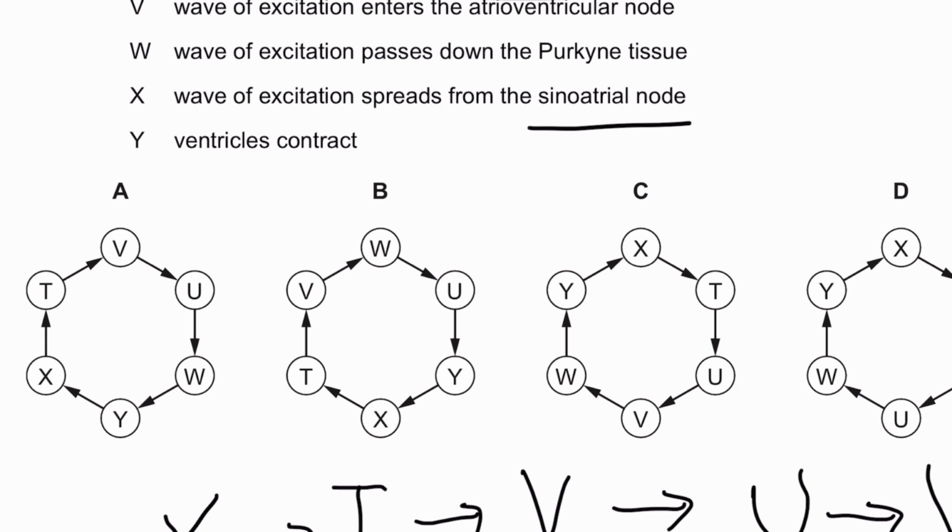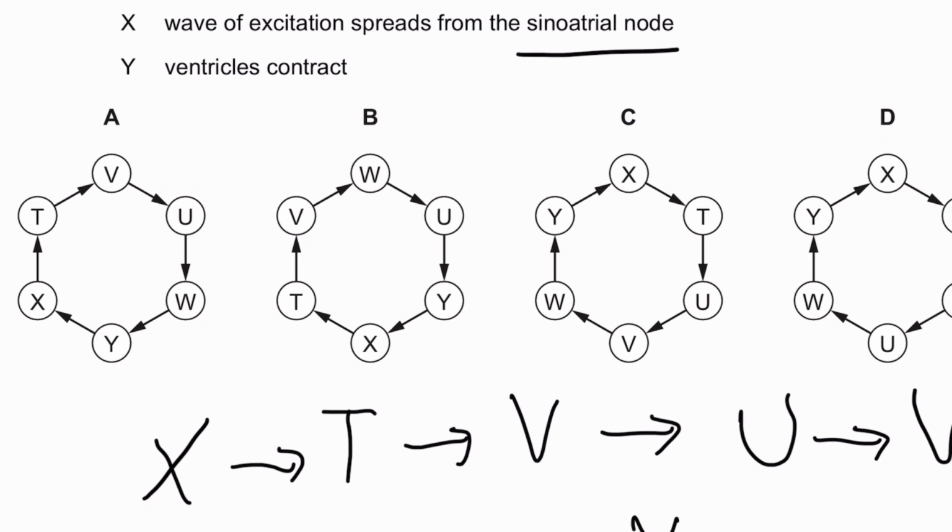After that, the ventricles will contract. So it's X then T, then V, then U, then W, then Y. That's exactly what I wrote, right? X then T, then V, then U, then W, then Y.